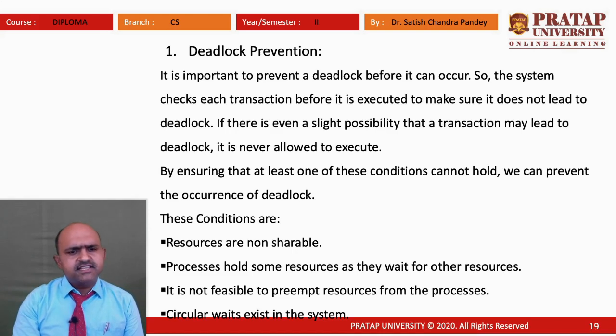The first condition is resources are non-shareable. Another is processes hold some resources as they wait for other resources. It is not feasible to preempt resources from the processes. Circular wait exists in the system.